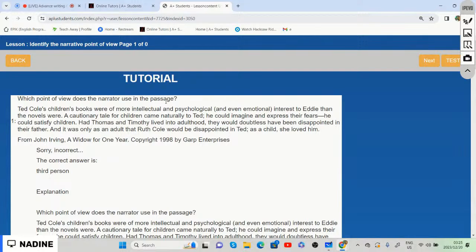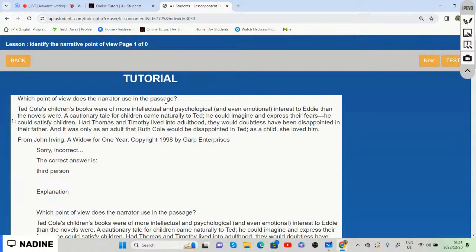So Ted Cole's children's book were of more intellectual and psychological and even emotional interest to Eddie than the novels were. A cautionary tale for children came naturally to Ted. He could imagine and express their fears. He could satisfy children. Had Thomas and Timothy lived into adulthood, they would doubtless have been disappointed in their father. It was only as an adult that Ruth Cole would be disappointed in Ted. As a child, she loved him.